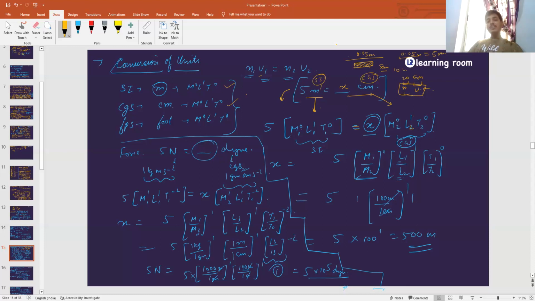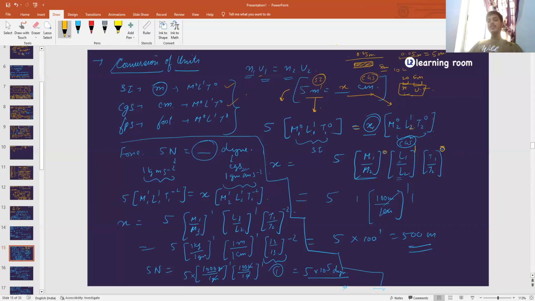So what will I do? I need to find this x. So I'll take this downwards. So M1 by M2, L1 by L2, T1 by T2, raised to their respective powers. M1 by M2 is raised to the power 0, L1 by L2 to the power 1, T0. Now what is M1 by M2 to the power 0? Whatever is there, if power is 0, what is the value? 1 only, right?